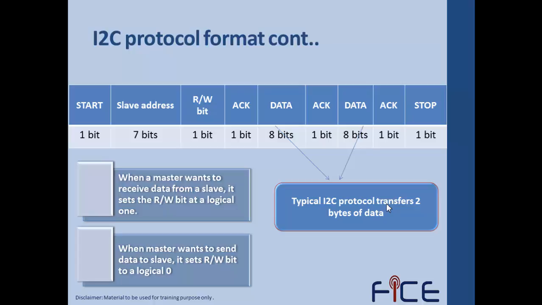So you can see here that in one cycle the master first has to select the slave address, then it has to select the read or write bit, then it has to see the acknowledgement, and depending upon that acknowledgement it has to send or receive the data to the slave devices. Once it is done, it creates a stop signal to stop this cycle of communication. So you can see here that in one cycle the I2C protocol transfers only 2 bytes of data, not more than that. So this is very important.